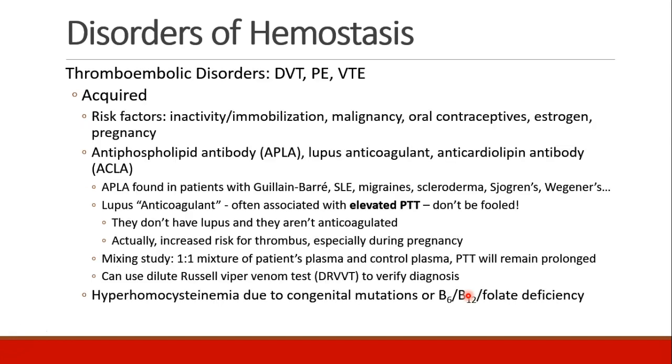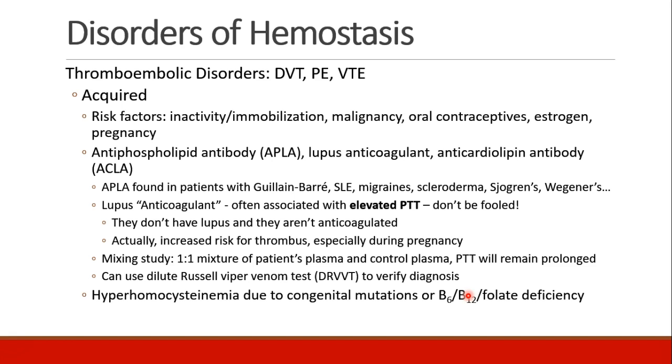Those are congenital disorders. Patients can also have acquired disorders. There are many risk factors for forming clots, including inactivity or immobilization, even as short as on a plane ride, as we've seen. Malignancy, oral contraceptives, and estrogen, as well as pregnancy, are all hypercoagulable states. The antiphospholipid antibody, lupus anticoagulant, and anticardiolipin antibody are all factors that increase risk of blood clots.